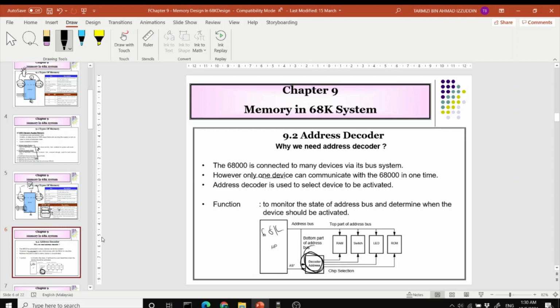That's how the address decoder selects which peripheral needs to be talking to your 68K. For example, if the RAM is selected, the chip select pin here will be put to 0, and the chip select pins on all the other devices will be put to 1. During this time, we know that the RAM is currently talking to your 68K microprocessor. So that is the task of the address decoder.